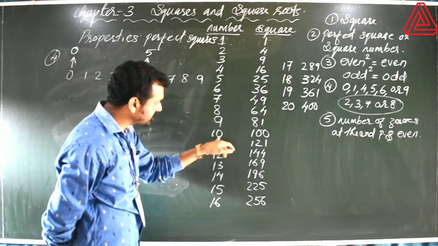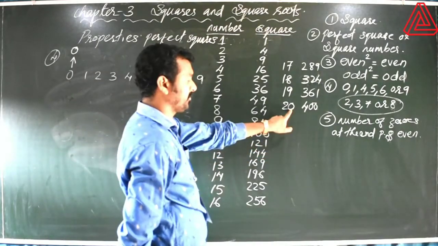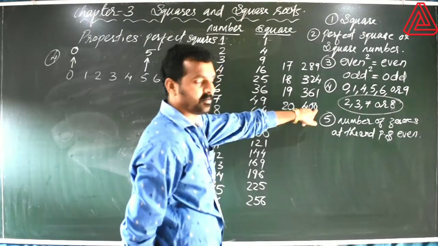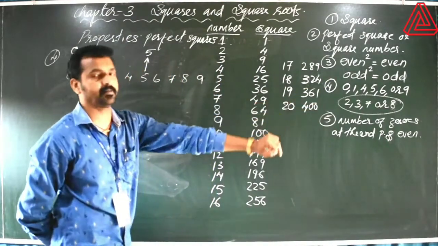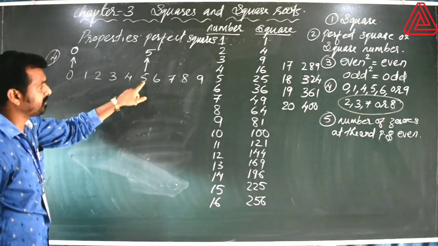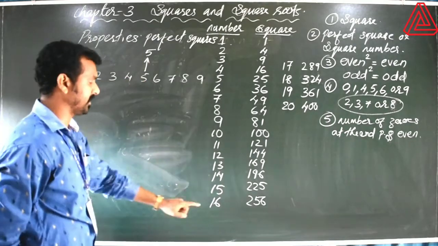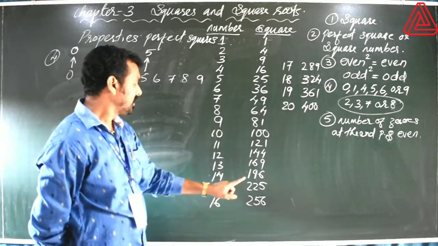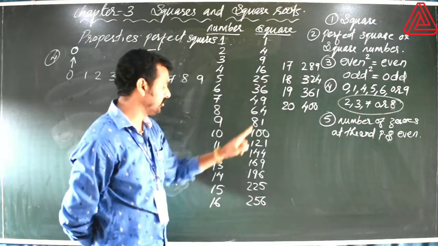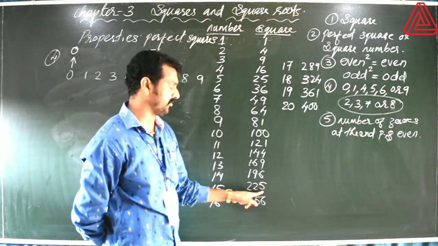If the unit place is 0, the square also has unit place 0. Second one, 5. If the unit place of a number is 5, its square also will end with a 5. Example, 5. Unit place is 5, its square also ends with a 5.